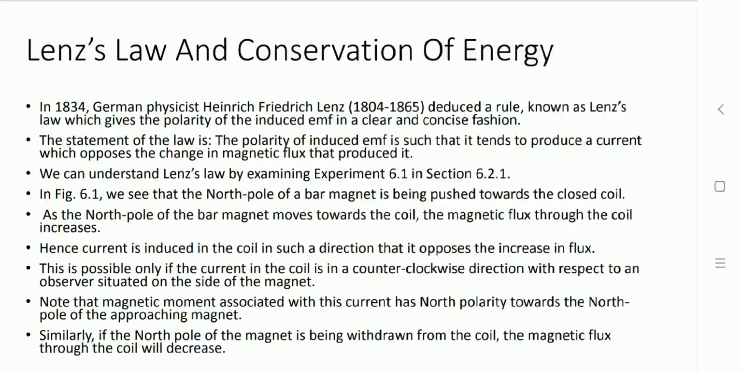If we perform the same experiment with the south pole towards the coil, we can get the deflection, but the current direction is opposite. If the south pole is pushed towards the coil, the current direction is clockwise, and if the south pole is pulled away from the coil, then the current direction is anticlockwise. So this is how the magnetic flux and induced EMF sign are related based on their opposing nature. If opposition is there, it means that a repulsion force is available.